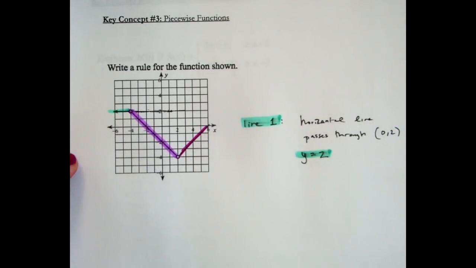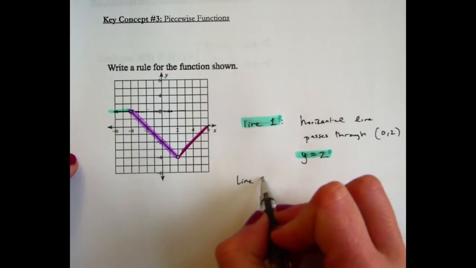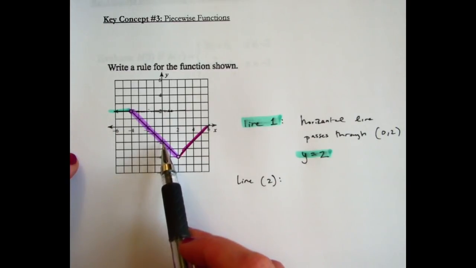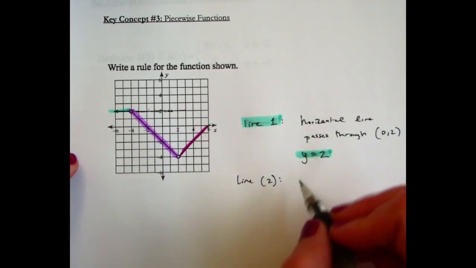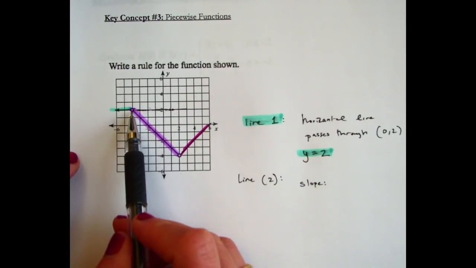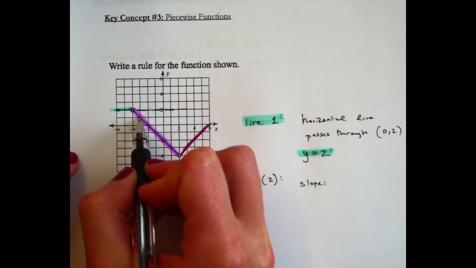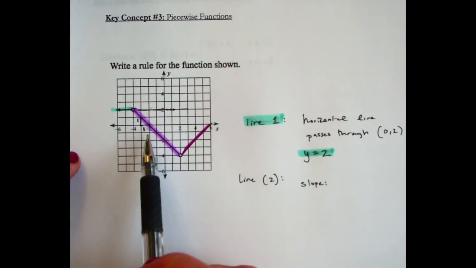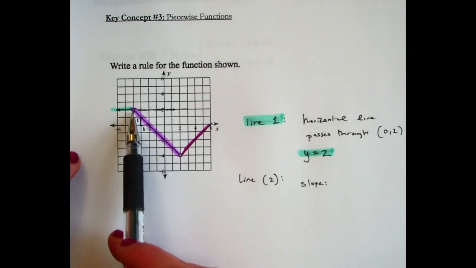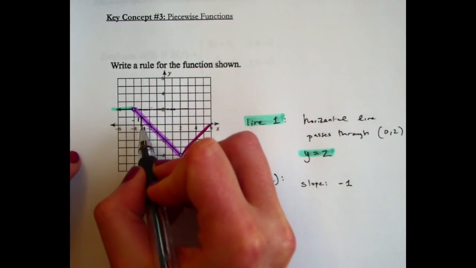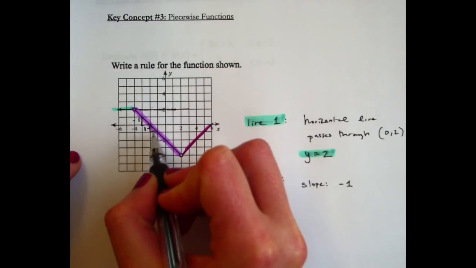Okay, line 2 is going to be a little bit more complex. For line 2, we have to find a slope and a y-intercept. So for the slope of this line, we can pick some points and do some rise over run. No matter where I choose on the line, I'm going to be rising by 1 and running by 1. And because this line has a negative slope, it's going down when we look at it from left to right. This slope is going to be negative 1. So down 1 over 1, down 1 over 1.